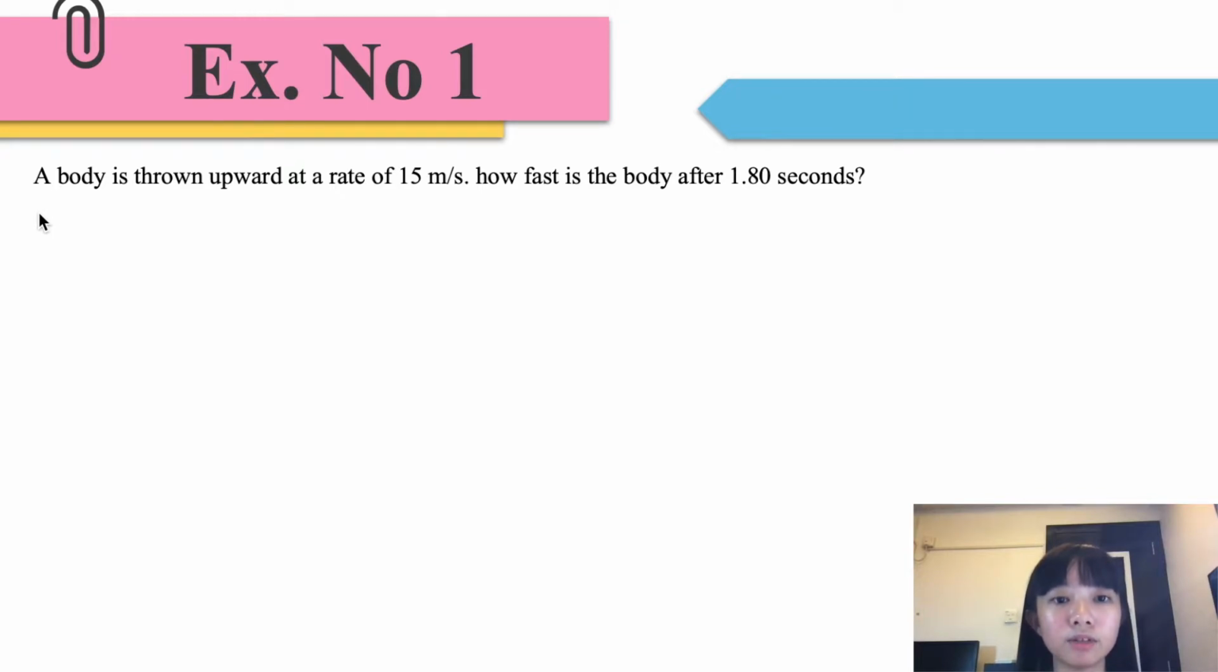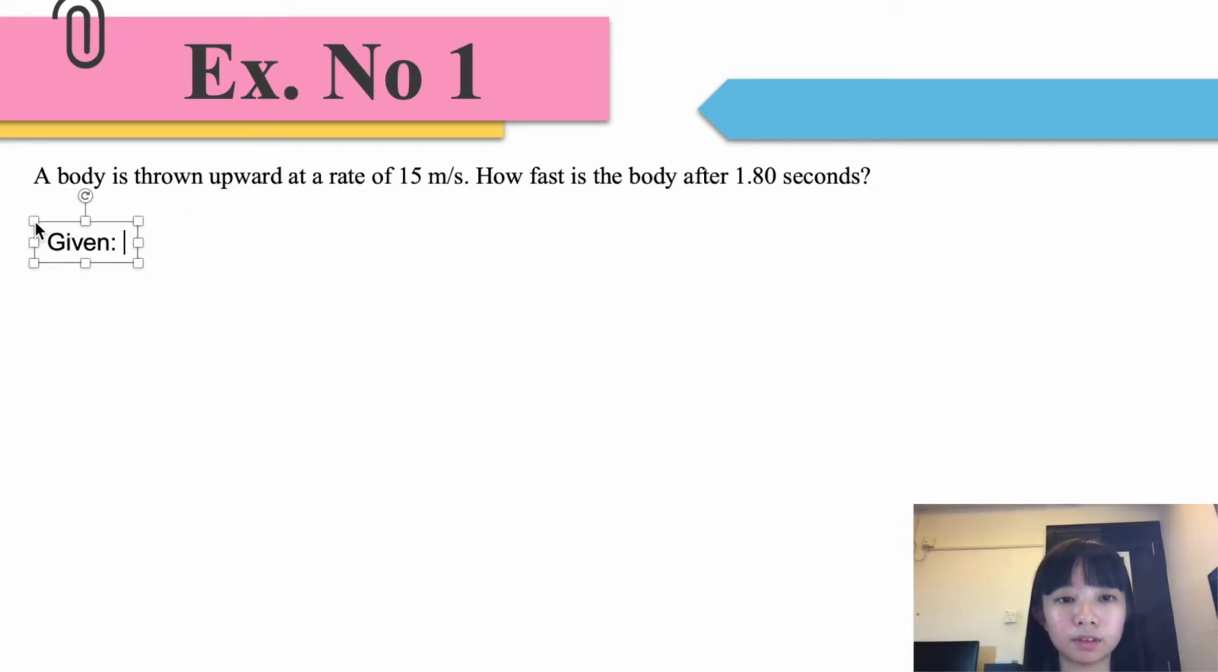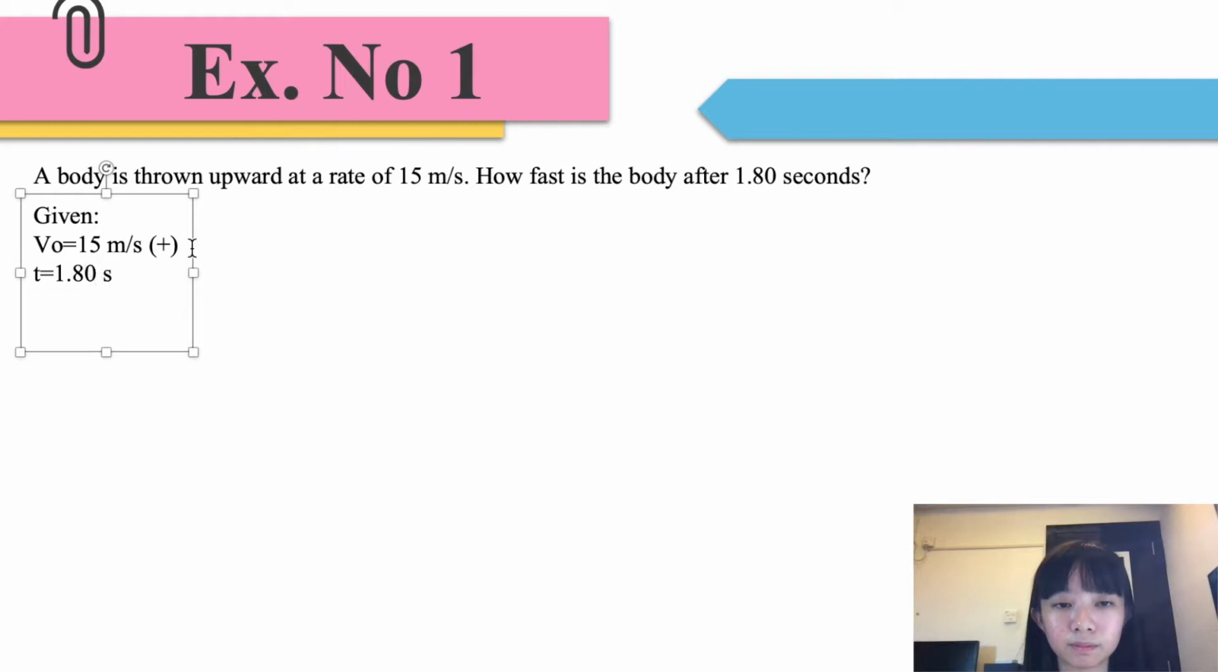Example number 1. A body is thrown upward at a rate of 15 meters per second. How fast is the body after 1.8 seconds? Let's write down the given first. We have the initial velocity equals 15 meters per second, and because the body is thrown upward, the initial velocity is positive. Next, we have the time given, which is equal to 1.8 seconds. And now, we are asked to find the velocity.